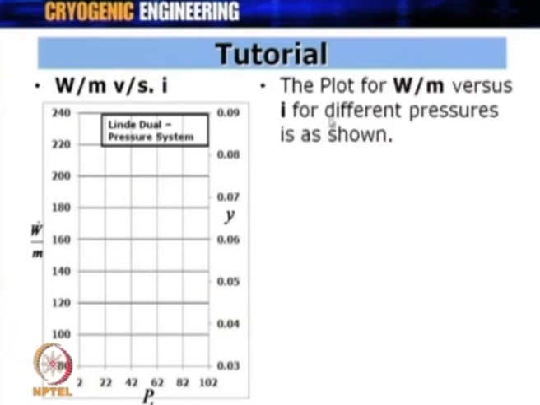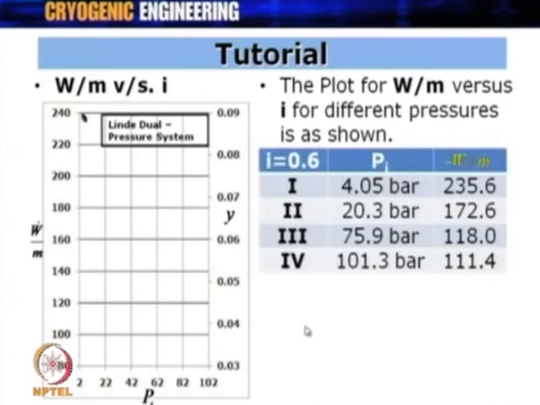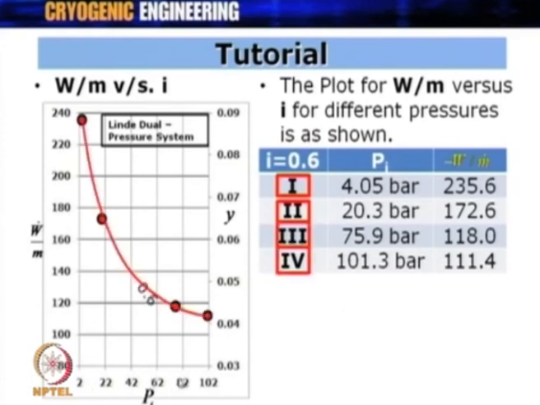The plot between W by m dot versus I for this value is over here. So, we got various values, and you can see that as you go on increasing the value of intermediate pressure, the W by m dot decreases. What is important to note is that the slope is much higher initially, and it is less and less as you go to higher values of intermediate pressure. The maximum value of P3 is always 120 atmosphere. This was the case for I equal to 0.6.